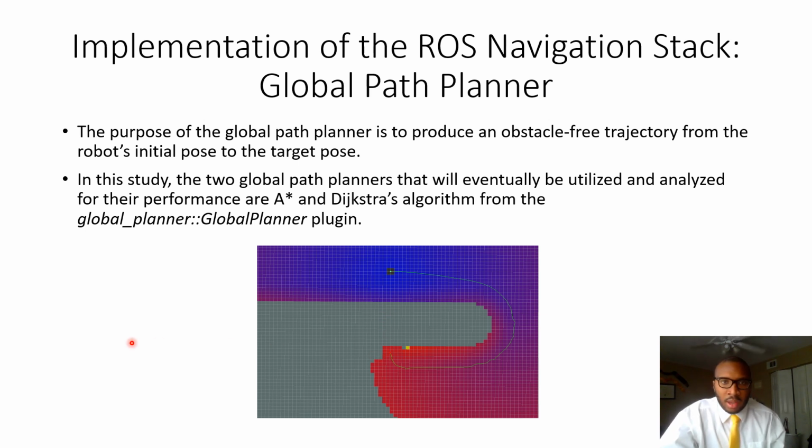And in future studies, I'm going to be able to implement two different global path planners, A star along with Dijkstra's algorithm, to be able to test the performance metrics to see how well they perform over time. The reason that I wasn't able to do that in this study is mainly because of the technical limitations of the robot currently.